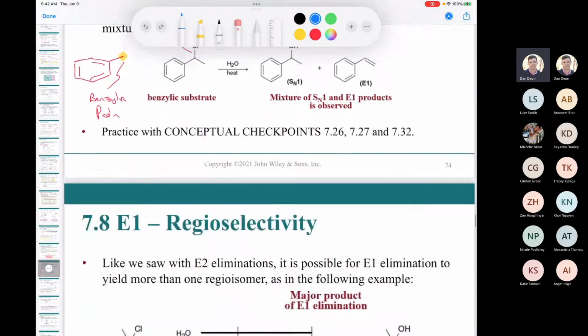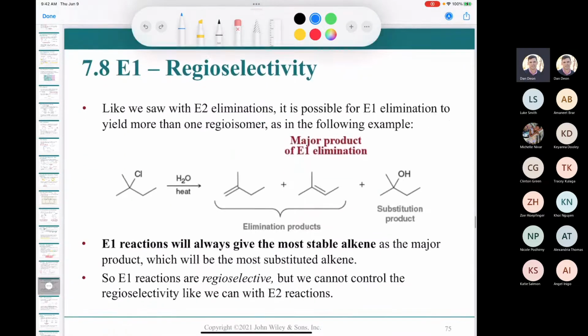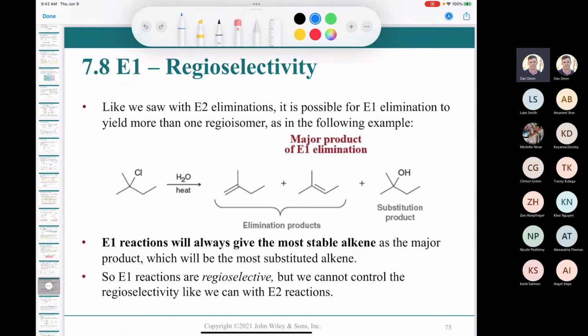So with that in mind, let's talk about the regioselectivity of the E1 reactions. Just like in E2, you can end up with mixtures of products. You can end up with a Zaitsev alkene, a Hofmann alkene, and substitution products.